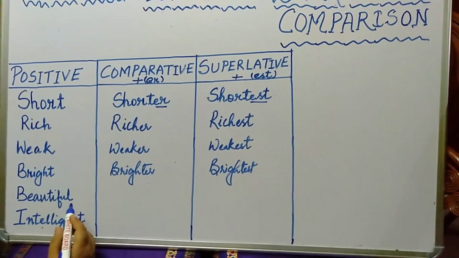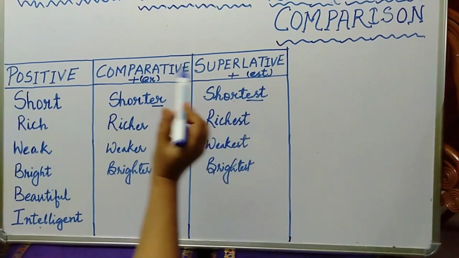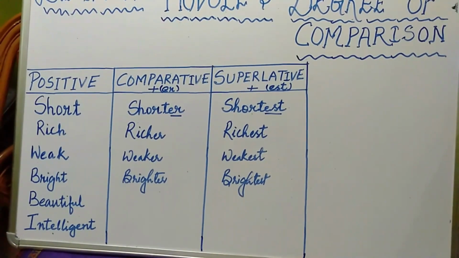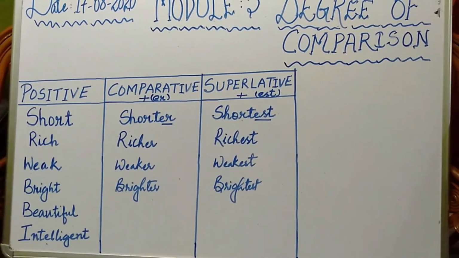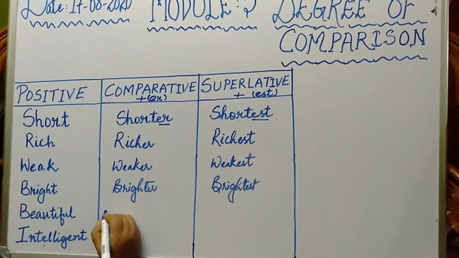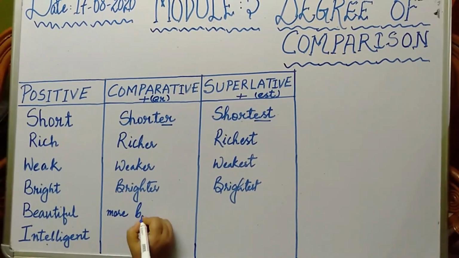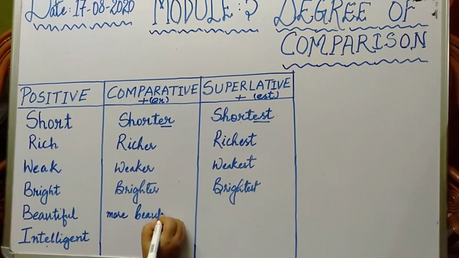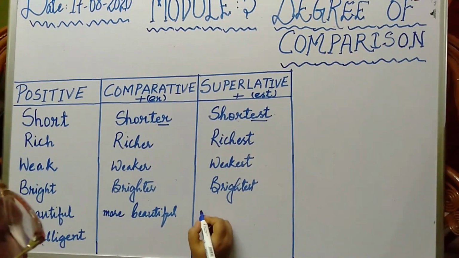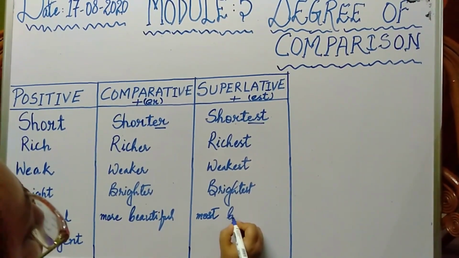And there are some words which cannot be changed simply to comparative and superlative degree by adding er or est. In those kind of adjectives, students, what do we use for comparative degree? We use more. Okay, for example, more beautiful. And for superlative degree, we use the term most beautiful.